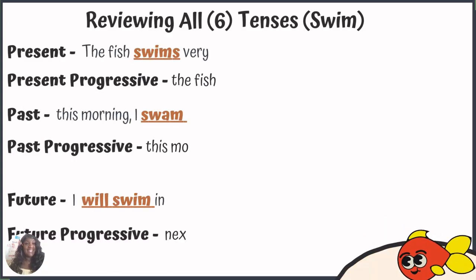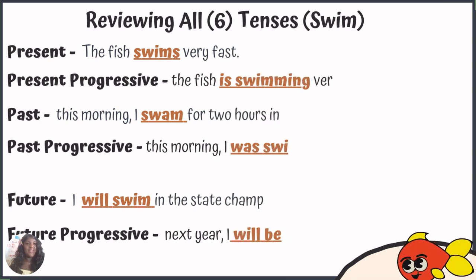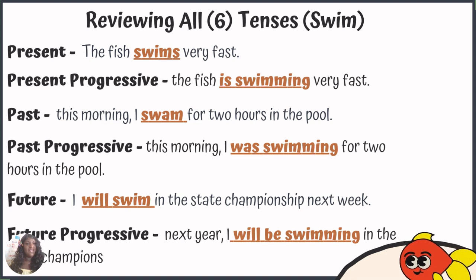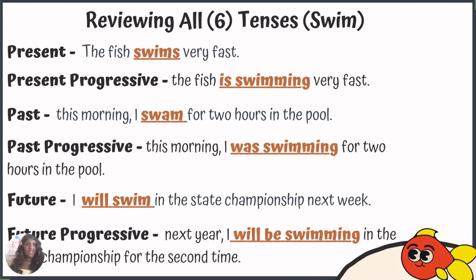Reviewing all 6 tenses for the verb swim. Present tense. The fish swims very fast. Present progressive. The fish is swimming very fast. Past tense. This morning, I swam for 2 hours in the pool.